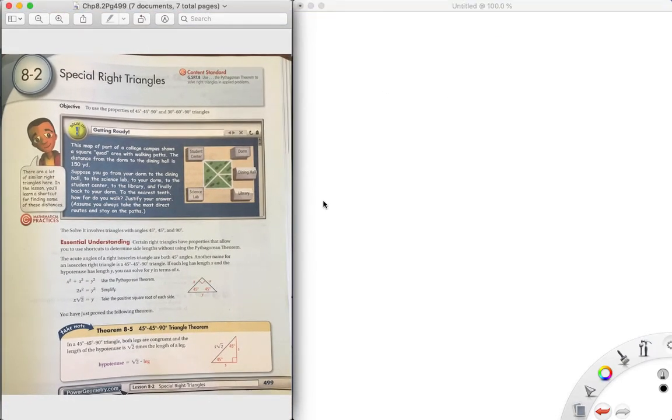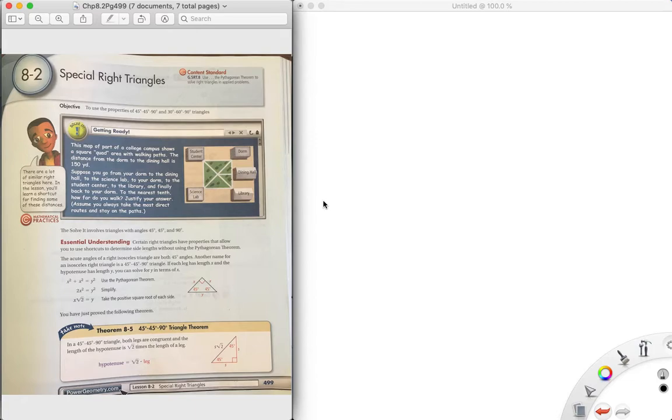Alright, this is Geometry, Chapter 8, Section 2, Special Right Triangles. Okay, so we already know that the Pythagorean theorem says that for right triangles, a squared plus b squared equals c squared. And there are certain types of right triangles where, while we could use the Pythagorean theorem, there's a shortcut equation that we can use in order to solve.